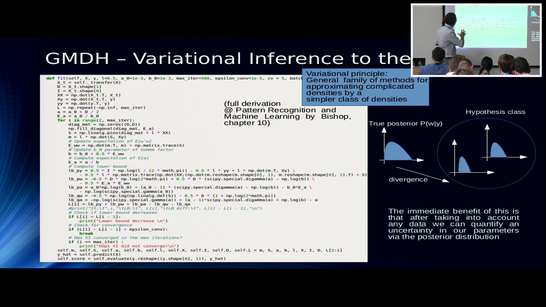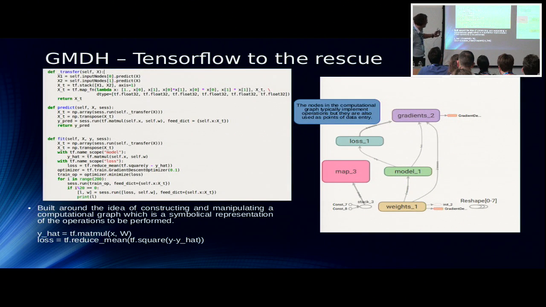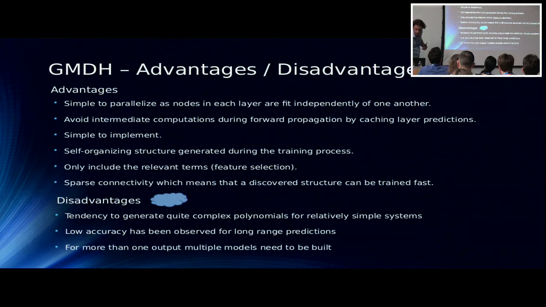Now this code, don't pay any attention to it. It's just for pedagogical purposes. You can implement variational inference for linear regression by yourself, and the full derivation is in chapter 10 of Pattern Recognition and Machine Learning by Christopher Bishop. And the final way to fit a model is by using stochastic gradient descent, which is very easy to do using TensorFlow.